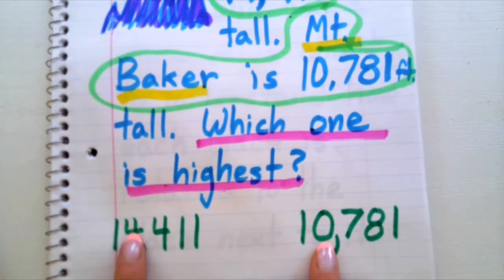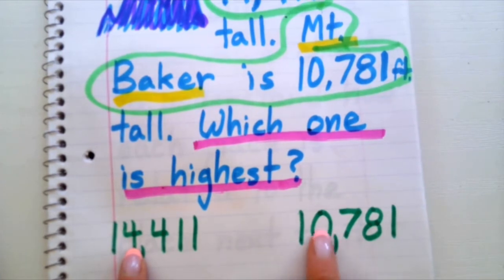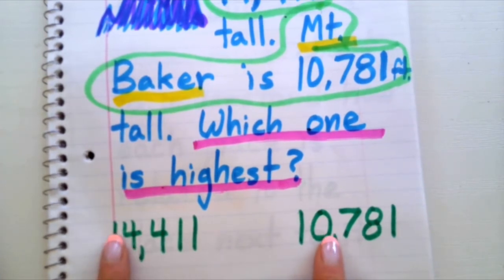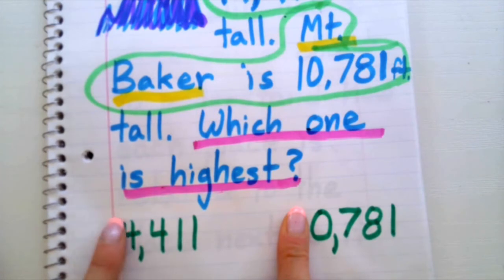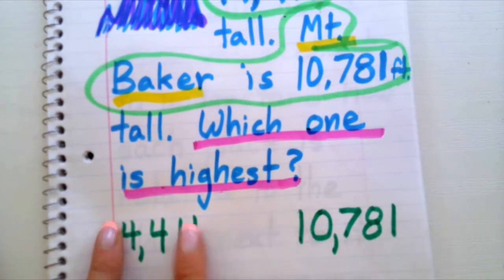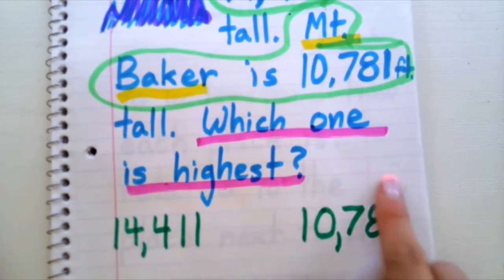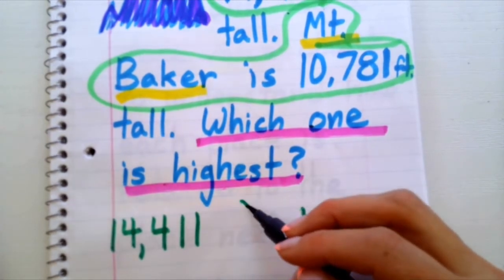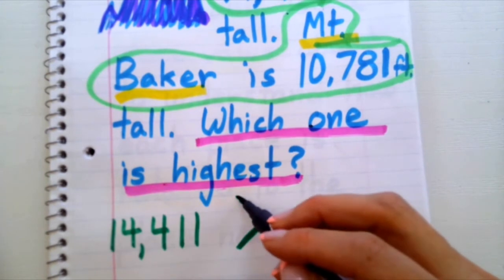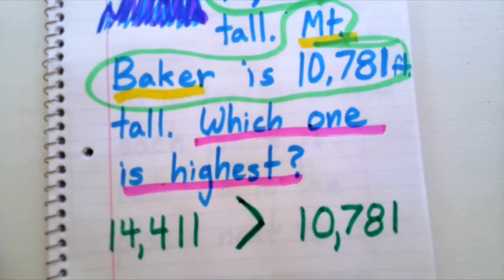On this side, this number has how many thousands? 4 thousands. And on this side, no thousands at all. So if we cover up the 10,000s place, we can see over here is 4,411 and over here is only 781. So this number, 14,411, is much bigger than this number over here. Let's draw our symbol. Again, the big open side is towards the bigger number and the little point is towards the little number.